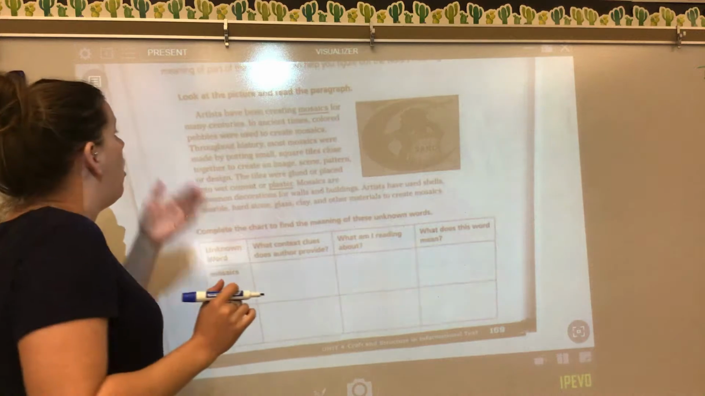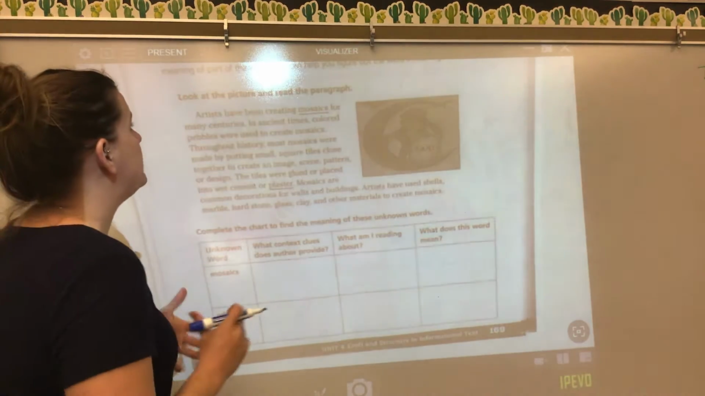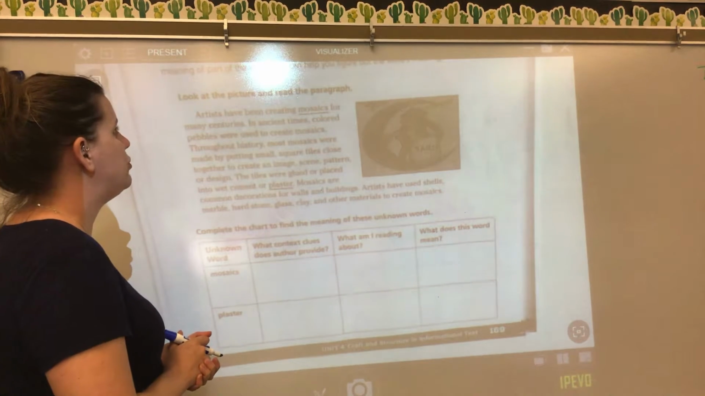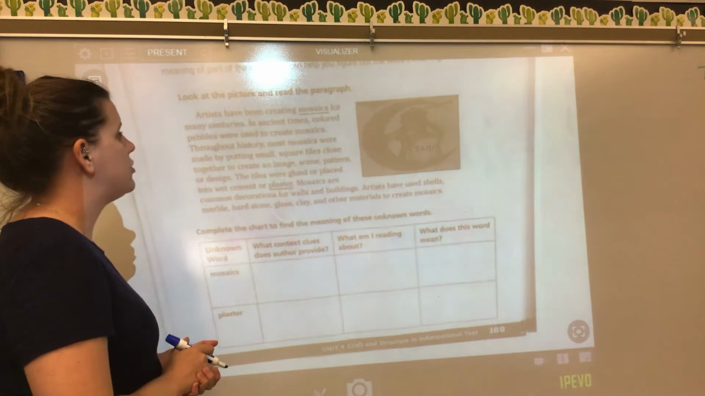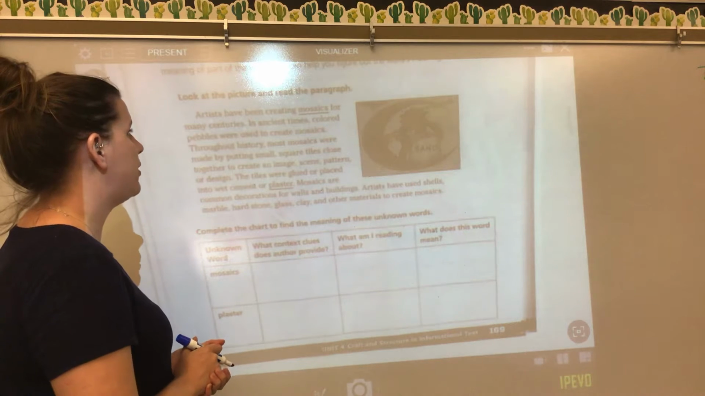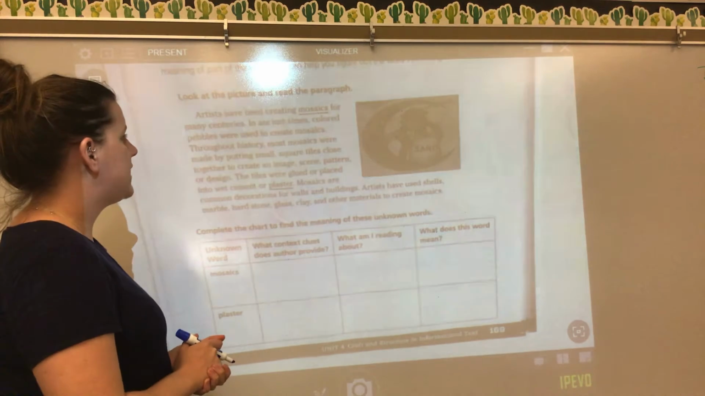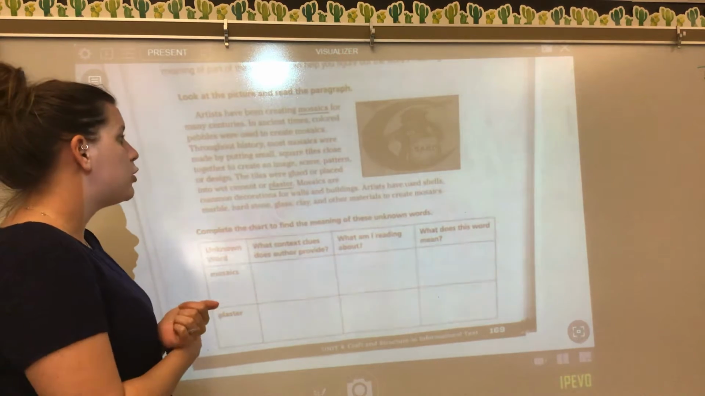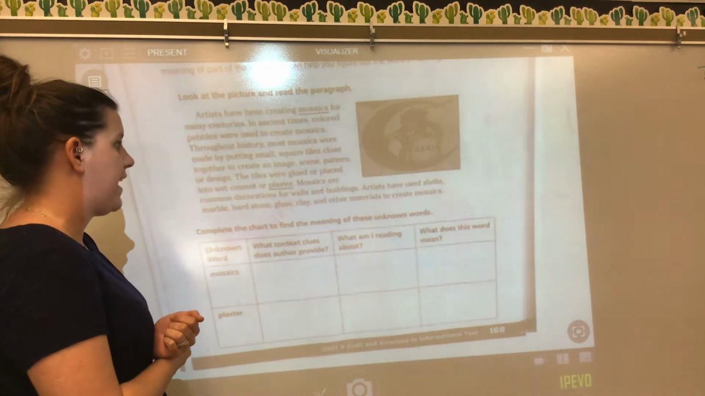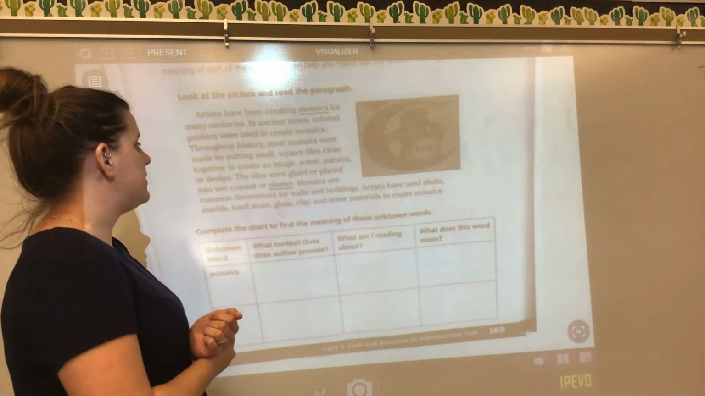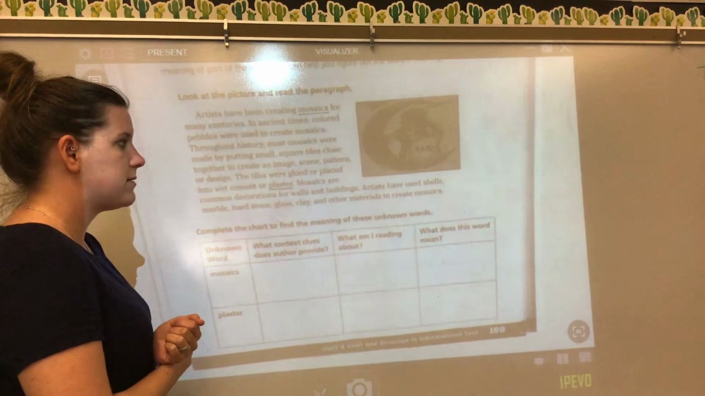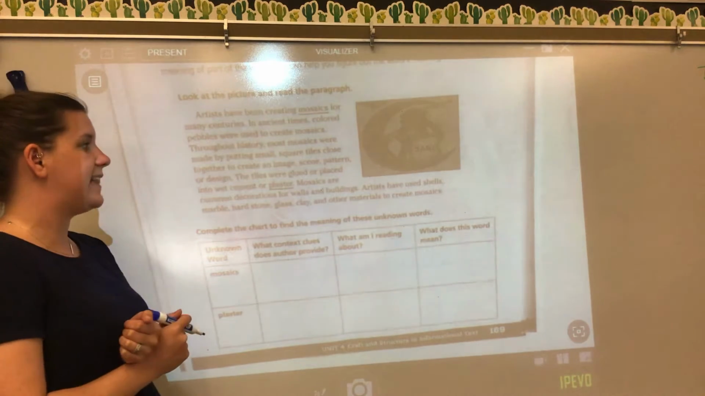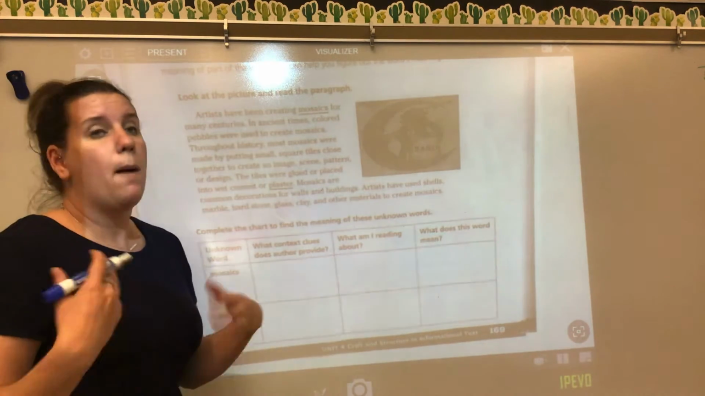Artists have been creating mosaics for many centuries. In ancient times, colored pebbles were used to create mosaics. Throughout history, most mosaics were made by putting small square tiles close together to create an image, scene, pattern, or design. The tiles were glued or placed into wet cement or plaster. Mosaics are common decorations for walls and buildings. Artists have used shells, marble, hard stone, glass, clay, and other materials to create mosaics.